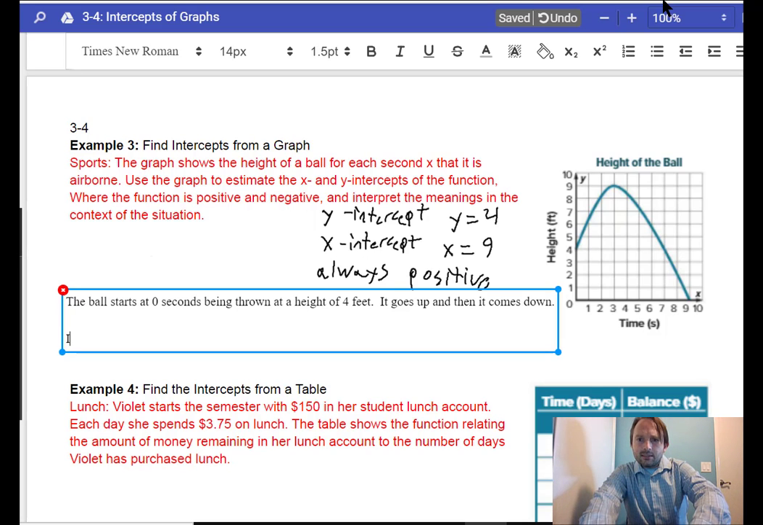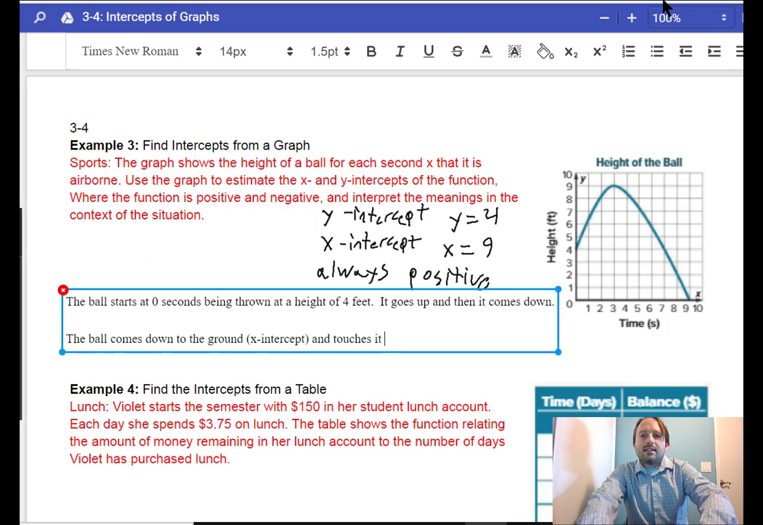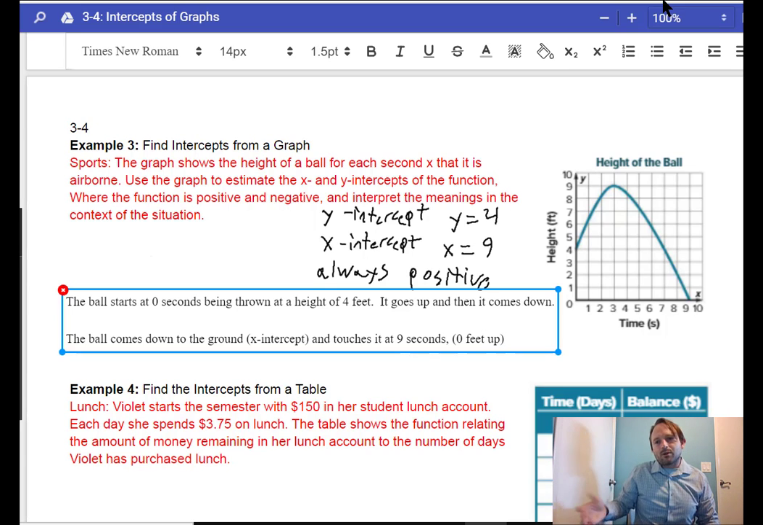Following that, if you want to be specific, the ball comes down to the ground, the x-intercept, and touches it at 9 seconds, 0 feet up. Now, I would say it probably would bounce a couple times, so this isn't giving us all the information. All right, let's go on.